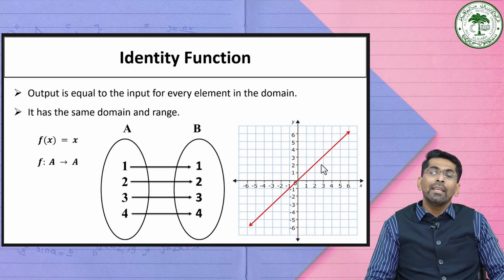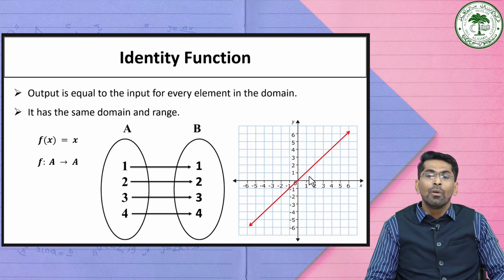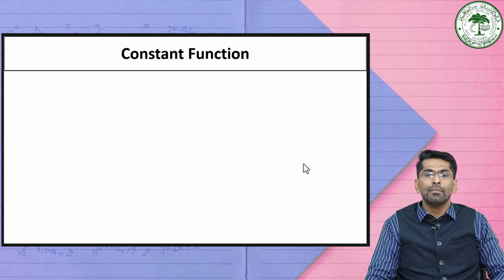And this line represents all the points x and y, where we have an x coordinate and a y coordinate, and both the x and y coordinates are equal. So this is a special type of function, that is the identity function.